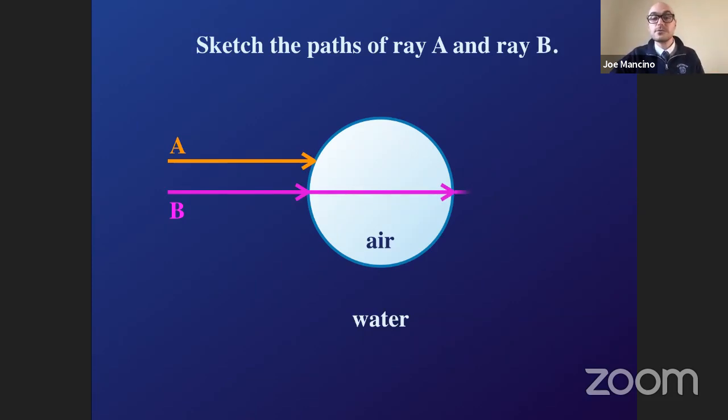So the same reasoning goes for the rest of ray B. Now for ray A, we need to think about how ray A is lined up compared to a normal line drawn perpendicular to that air-water interface.